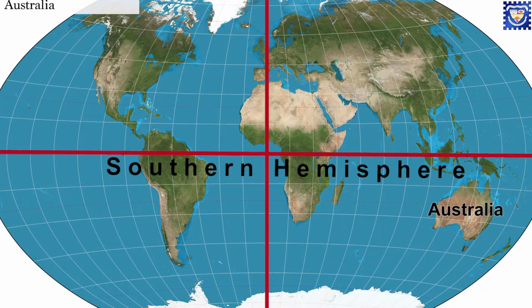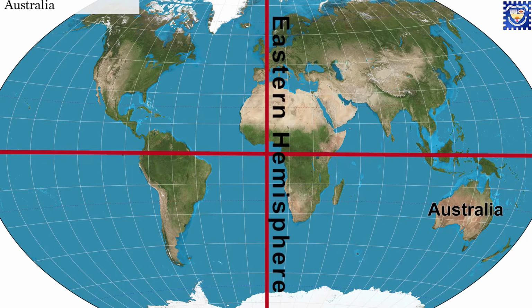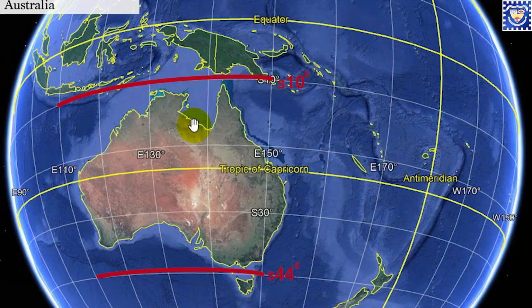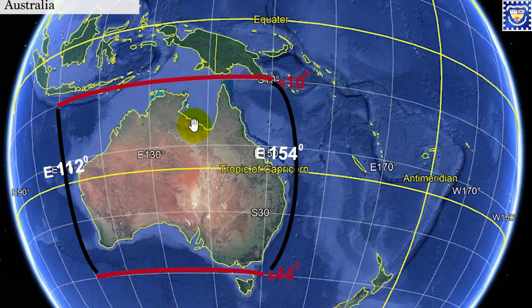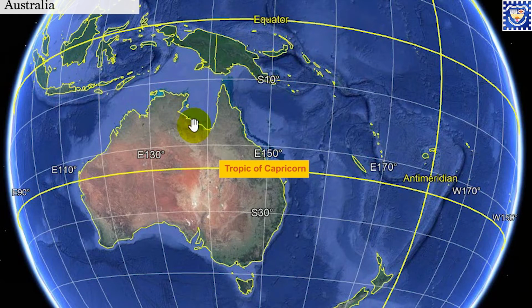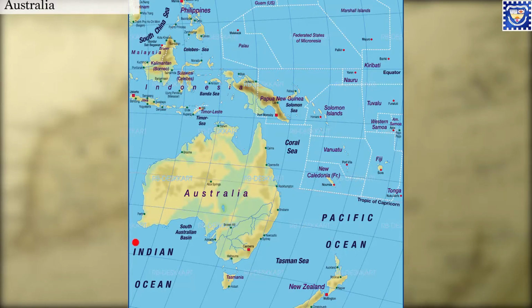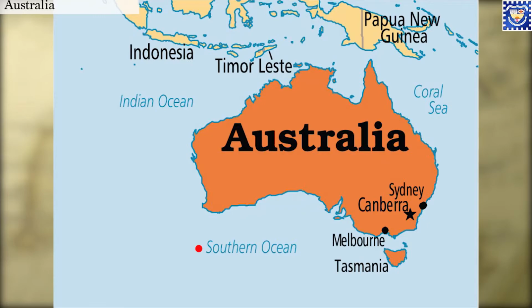It is totally in the southern hemisphere and in the eastern hemisphere, between the latitudinal extent 10 degrees south and 44 degrees south and longitudinal extent 112 degrees east and 154 degrees east. The Tropic of Capricorn passes almost through the middle of the country. It is surrounded by the Indian Ocean, the Pacific Ocean and the Southern Ocean.